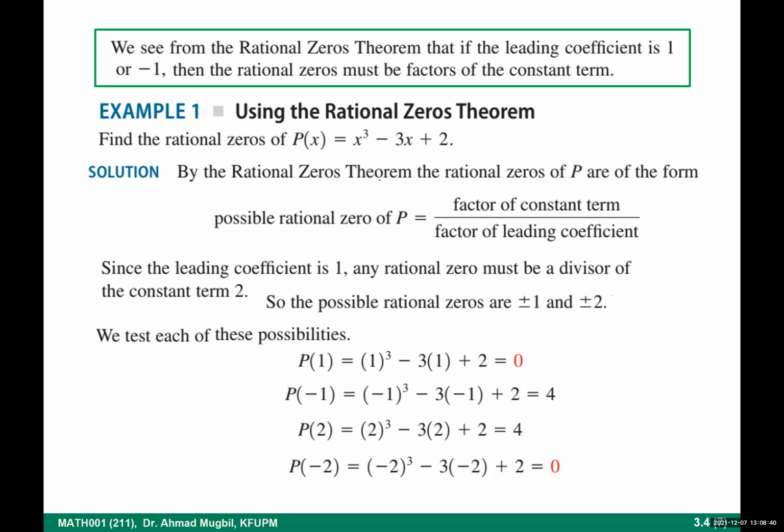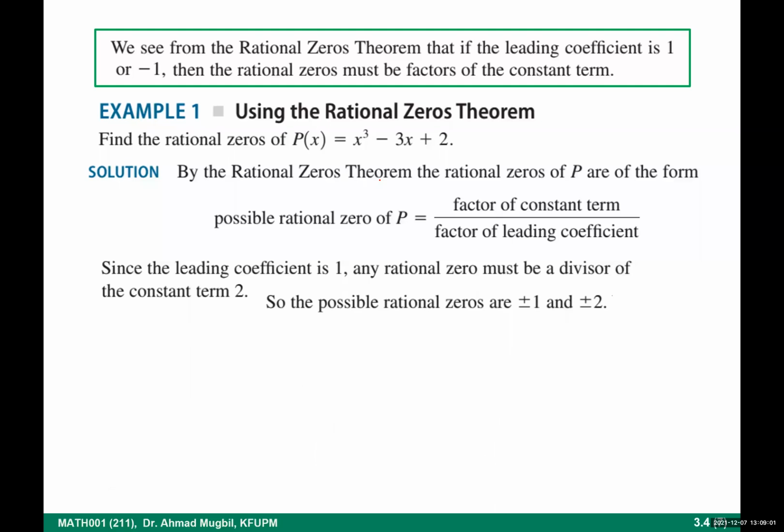By the way, here we have 2 rational zeros, 1 and negative 2. One of them, as you said, is of multiplicity 2. One of them is repeated. So this is why I advise you, if you want to check if they are zeros or not, to do synthetic division. We have here 1, 0, negative 3, 2, right? These are the coefficients of the polynomial.